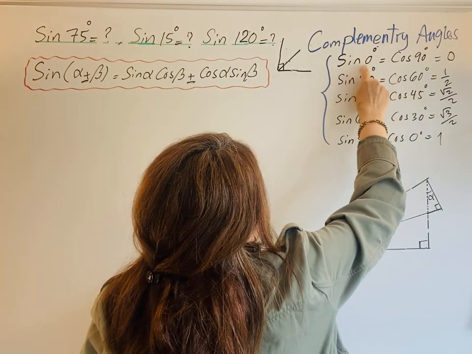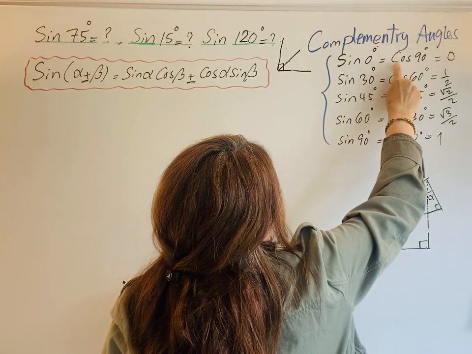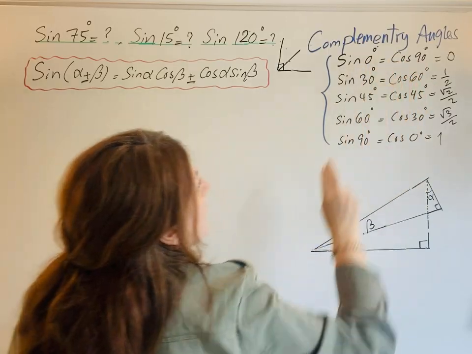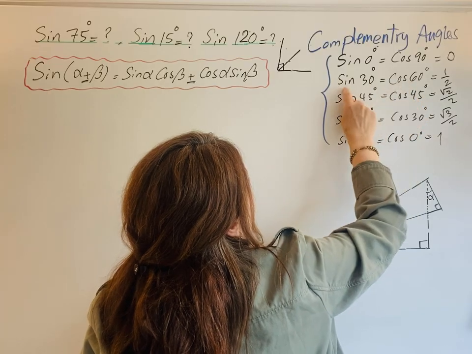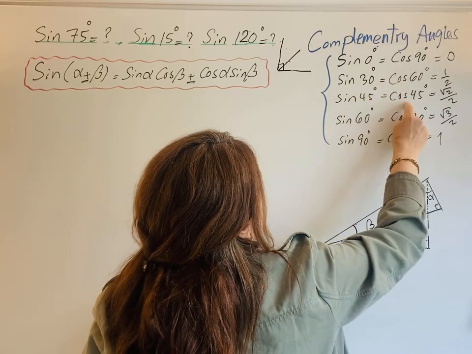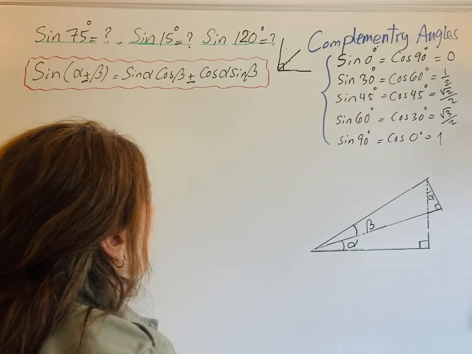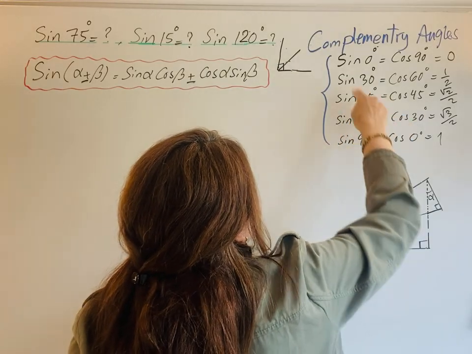If you know the sine of 0, you can calculate the cosine of 90, because 0 and 90 are complementary, they are equal. 30 and 60: sine of one is cosine of the other one. And 45 is equal to 45. How about when we have an angle that is not like this one?